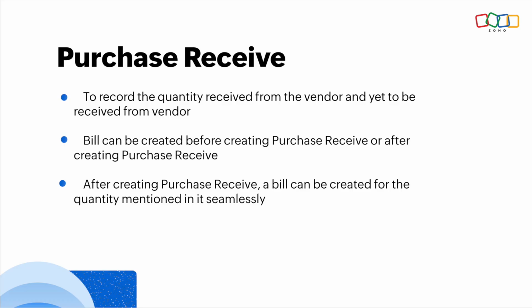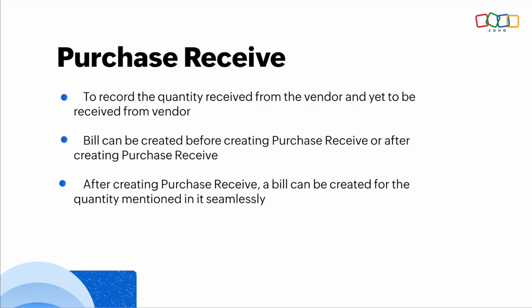For example, you can create a purchase order for a quantity of 10, and if you actually received only 5, in that case you will have to create a bill for 5 quantity alone. If you are not creating any receipt, you will not know how much quantity you have actually received. So this will help you in avoiding these kinds of errors. This bill can be created from the purchase order, or from the purchase receipt.